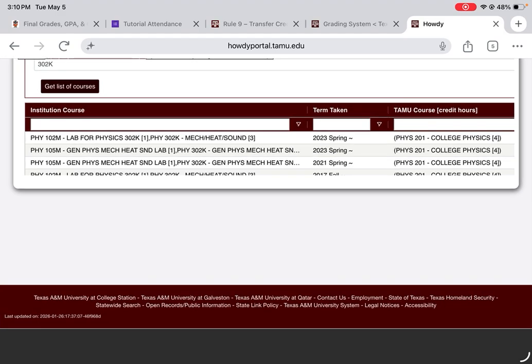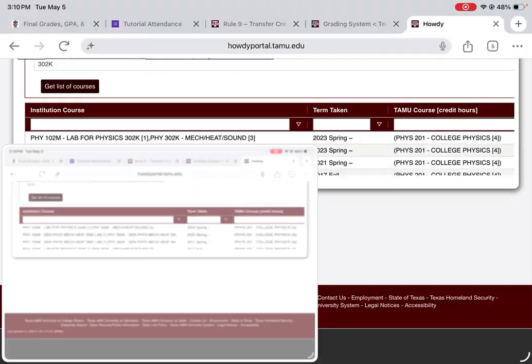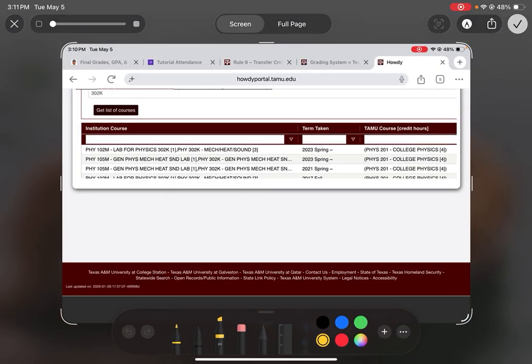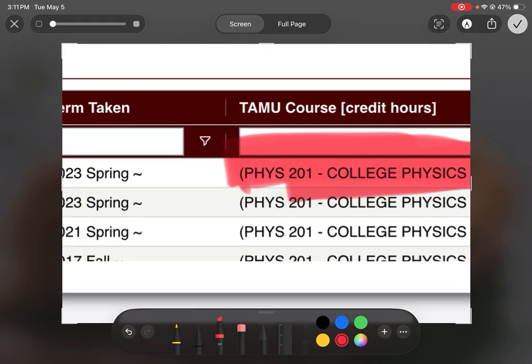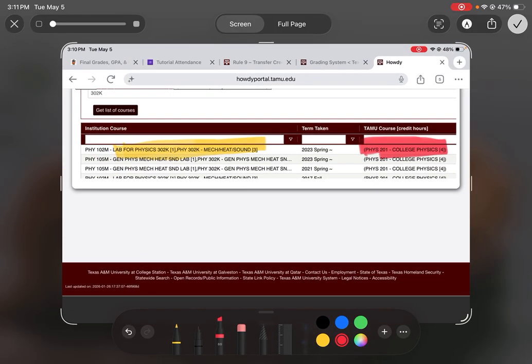Okay. So on the left-hand side, let me screenshot so I can draw, is the UT course. So this is the course at UT. And then on the right-hand side, this is the course at Texas A&M. So if a kid sees Phys 201 on the Texas A&M degree plan, that counts for this class. But I do believe that you have to take both the lab and the lecture because Phys 201 at A&M is the lab and the lecture.